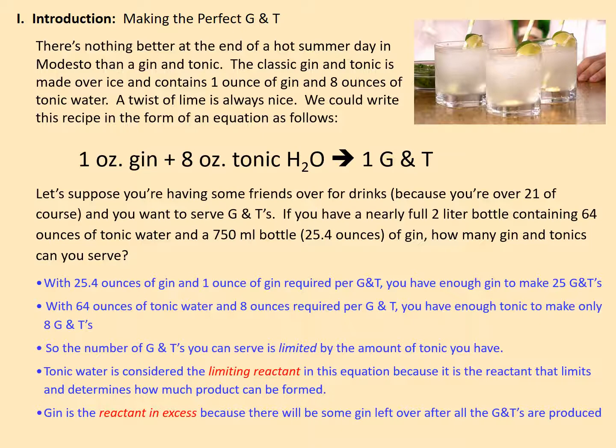If you can produce only 8 gin and tonics because of the tonic water being a limiting reactant, then that means that you are only going to end up using 8 ounces of gin. So if you start out with 25.4 ounces and you use up 8, you will be left with 17.4 ounces of gin after all the gin and tonics have been made.